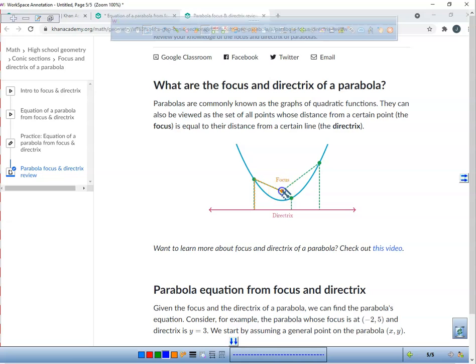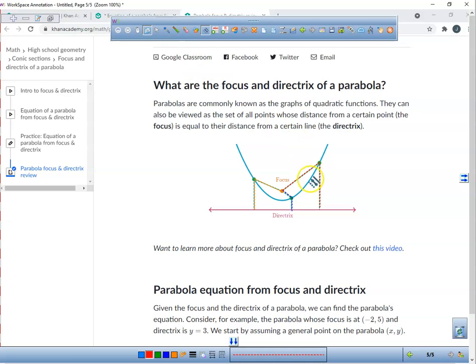So this distance from this focus to that point will be the same distance as from this point to the directrix. And last but not least, the distance from this point to that point on the parabola will be the same distance as from here going down. You guys can read through that if you want to, but that's the concept that we're going to be dealing with.